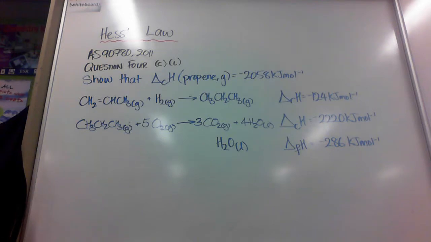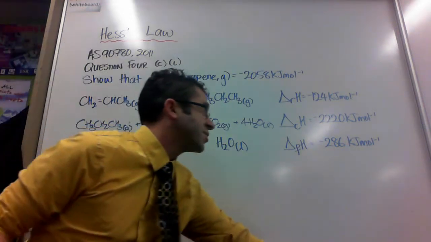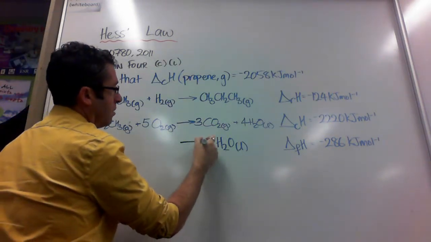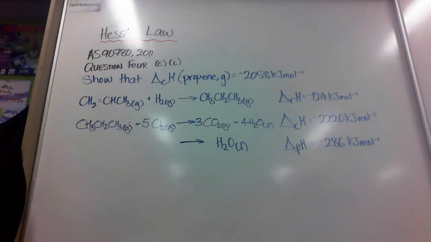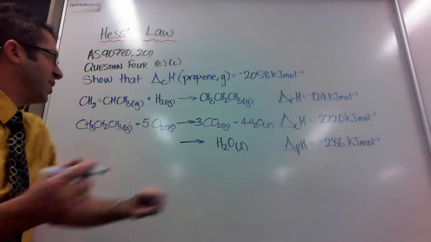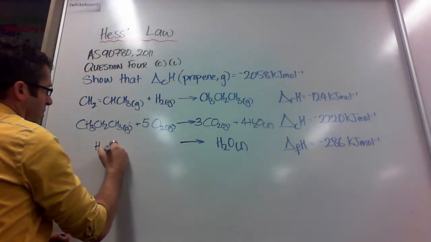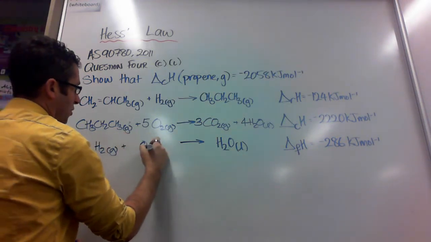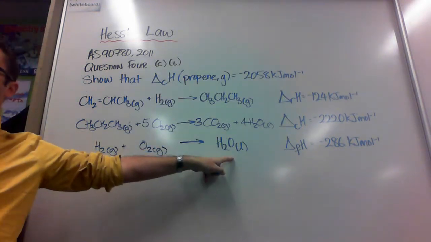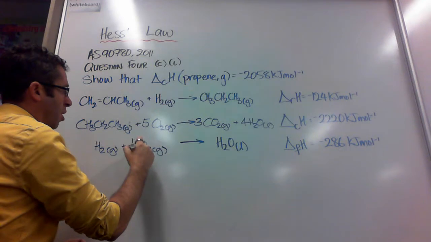The next one has got a little F, which means formation. So I'm not going to get rid of my water, because it's got to be formed, and I can only make one of them. So I'm not allowed to put any numbers in front of that. Formation means making it from its elements, so that's hydrogen gas and oxygen gas. So H2 plus O2. I can see that's not balanced. I need only one oxygen atom, so I need half a mole of O2.